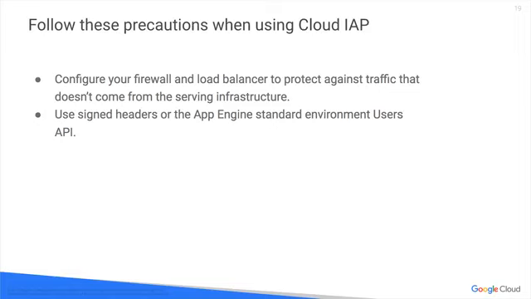To ensure the security of your applications, you should take the following precautions when using Cloud IAP. Configure your firewall and load balancer to protect against traffic that doesn't come from the serving infrastructure. Use signed headers or the App Engine Standard Environment Users API.